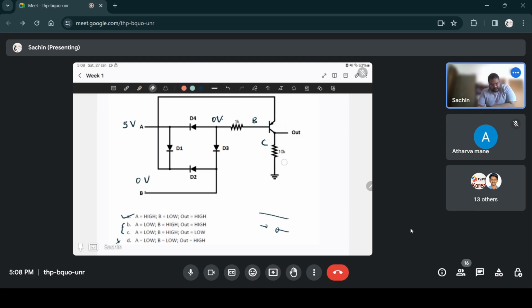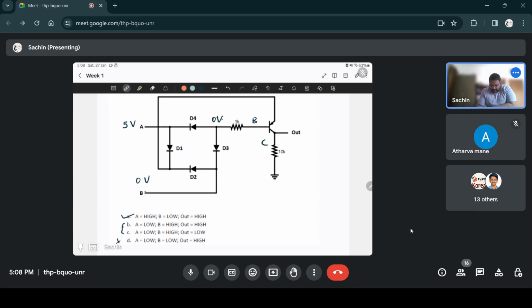Any doubts in this? Did you understand how the output is high? If you didn't understand, you can ask me. I'll explain again.